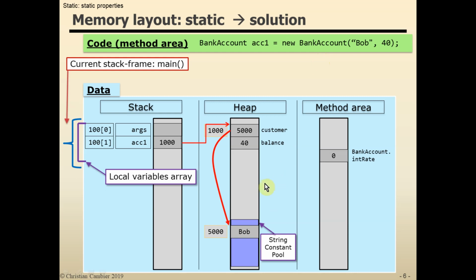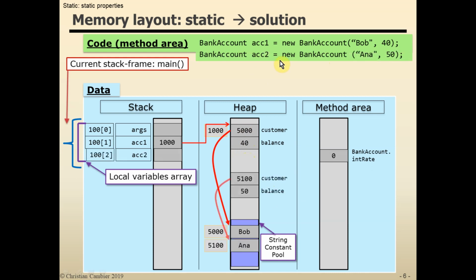But note a difference here. Interest rate is not part of the object anymore. And similar for the second object. How can we change the interest rate afterwards? By invoking the static setter setInterestRate. Static methods will be explained in the next demo, but for now we change the value to 0.05. To resume, static properties are stored only once in the method area and are not part of any object on the heap. Voila, that's it for this demo.